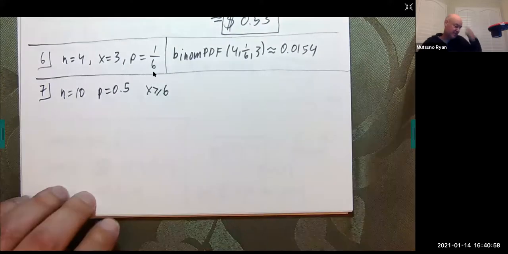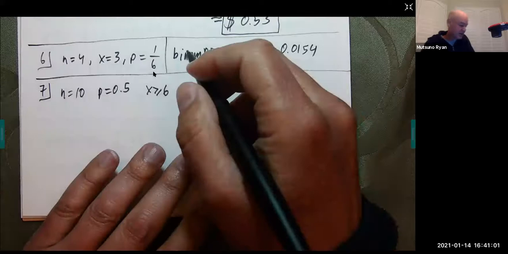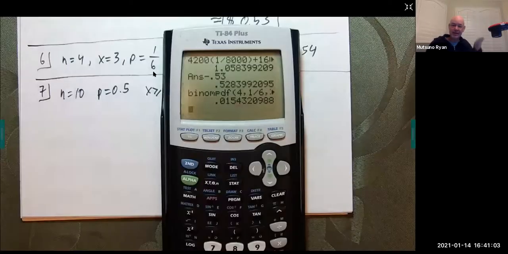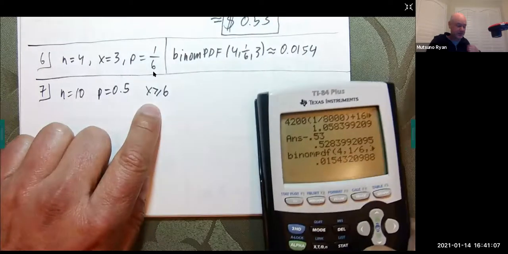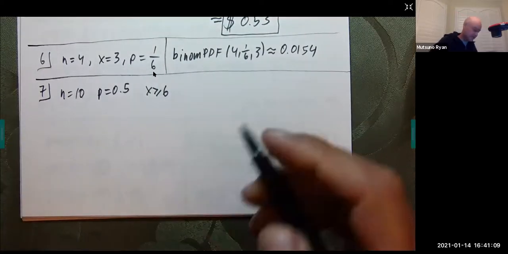Now, I want to write this out carefully. Our calculator only knows how to do less than. Here we have a greater than, so we're going to have to compensate a little bit. Let me show you what we're going to do with that. Let me write this out for a second.